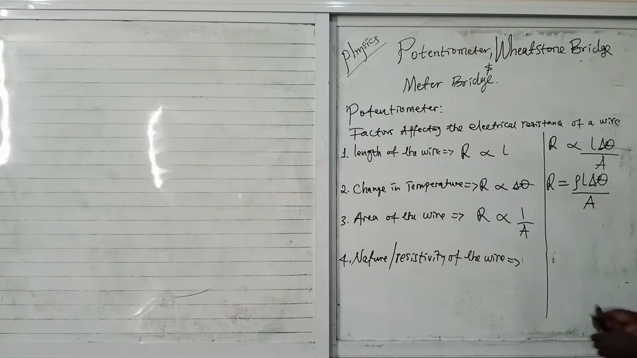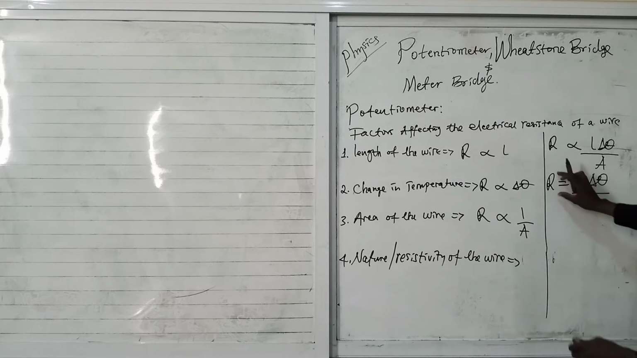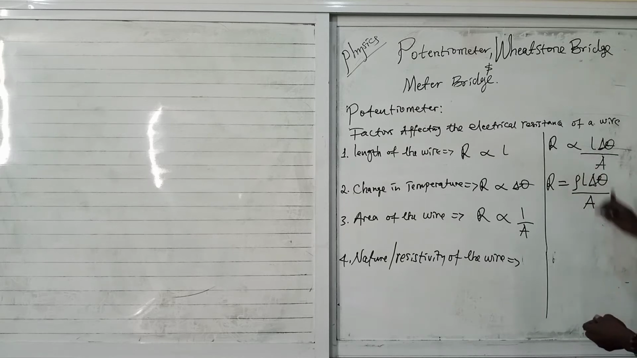What I'm saying is this. Between this and this, the resistance is a dependent variable, while the length, the temperature, and the area are independent variables. That is, the value of the resistance is dependent upon the value of the length of the wire, the value of the temperature, and the value of the area. Do you get?